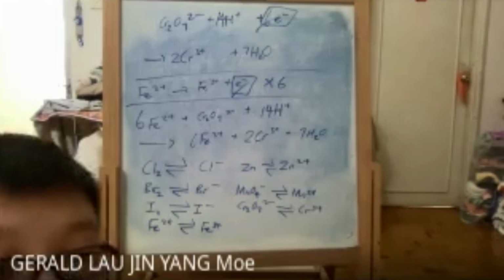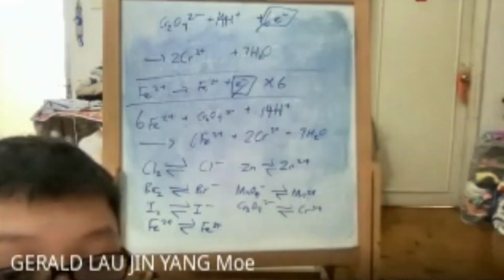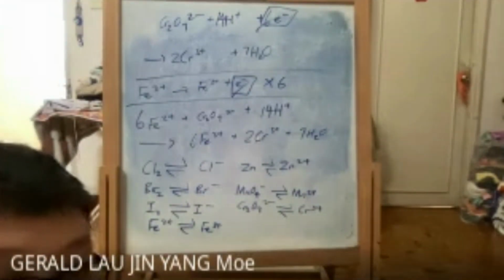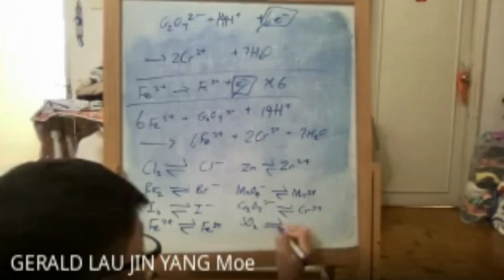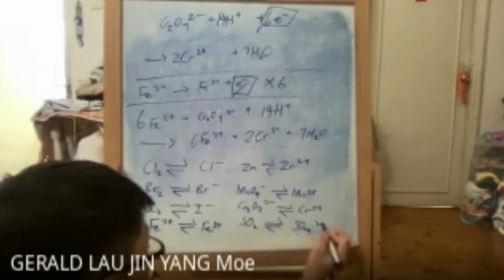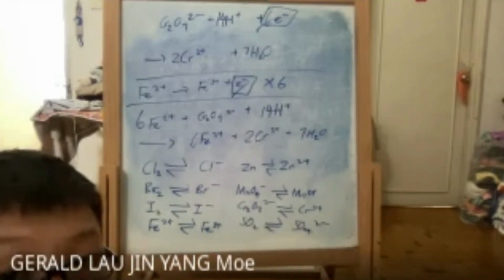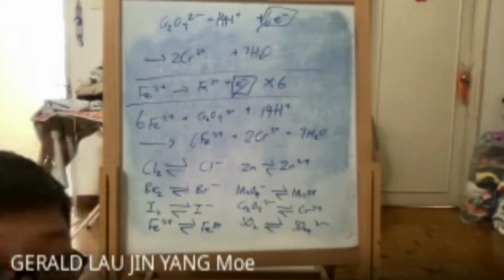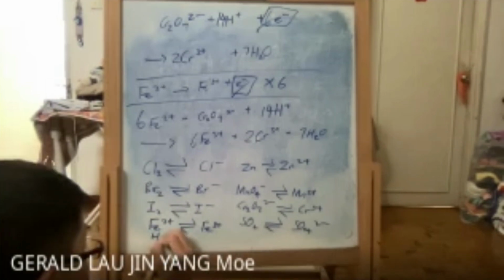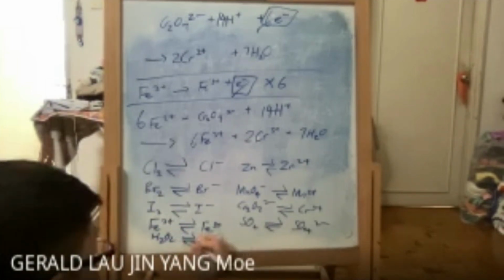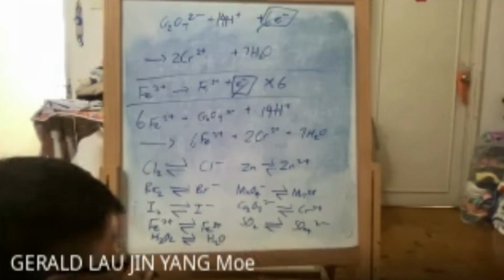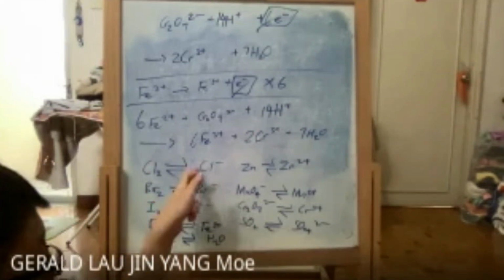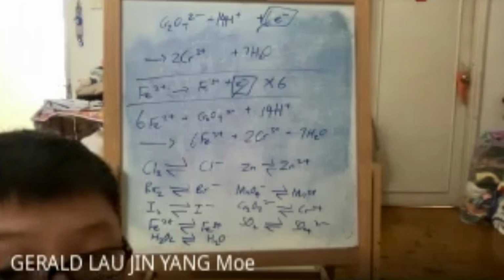Okay, what else? Sulfur dioxide is also a bit tricky. Sulfur dioxide, it will become sulfate ion. And one more, the acidified hydrogen peroxide, H2O2, it will become H2O. Okay, but normally these are the few basics you have to know.